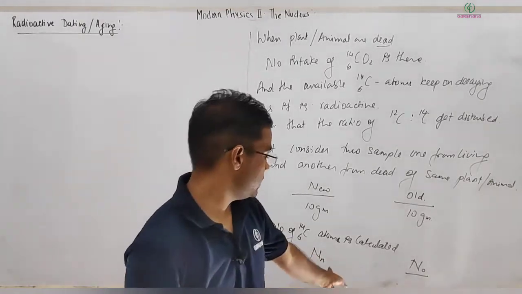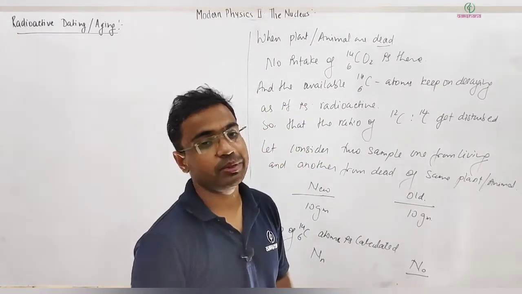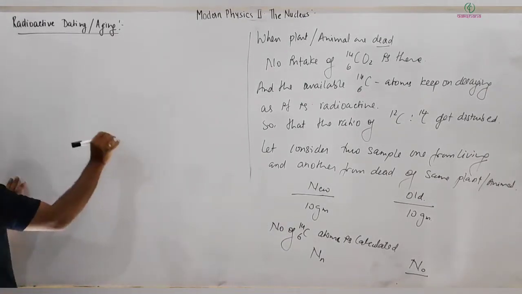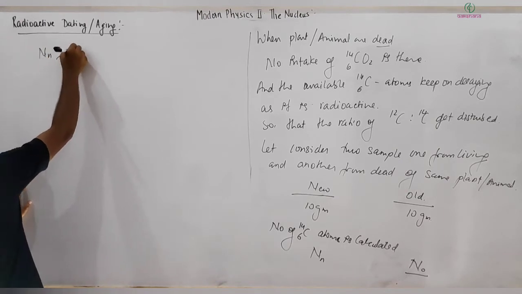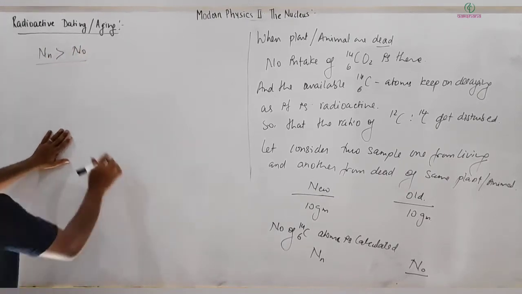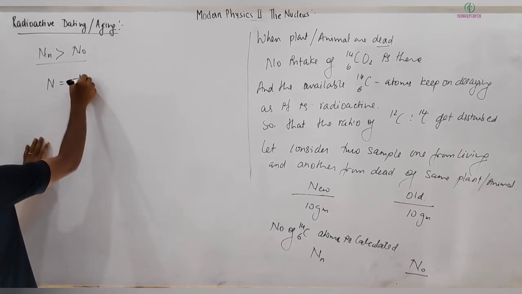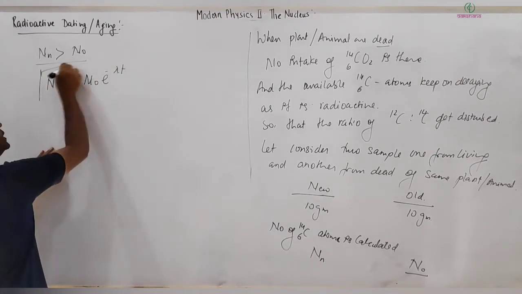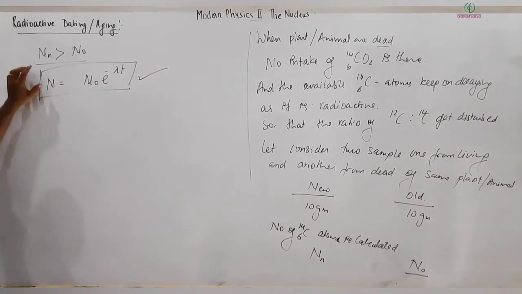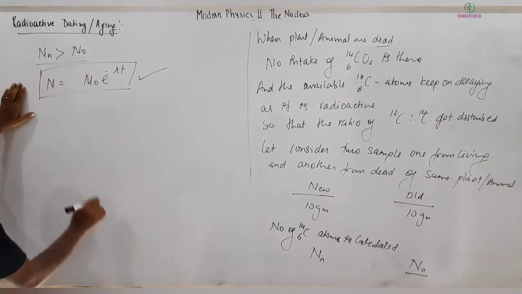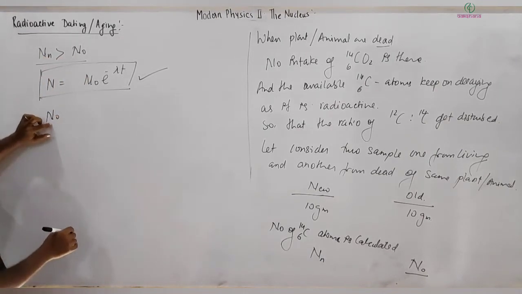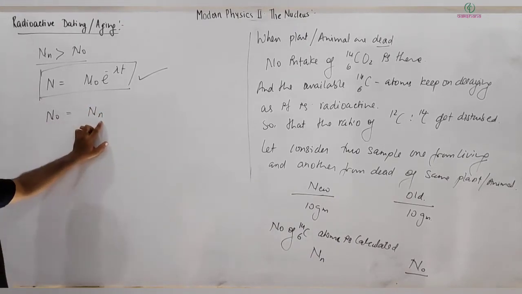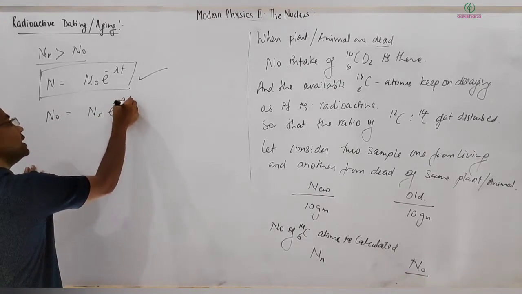Next we know the number of radioactive elements as a function of time, the relation we know already. So here the first thing is I can write N new should be higher than N old, right? And we know the relation here, N is equal to N naught e to the power minus lambda t, the formula we have used for any radioactive sample. Now if I write this expression in terms of these two, then for the old one, initially N naught number of carbon atoms, e to the power minus lambda t.